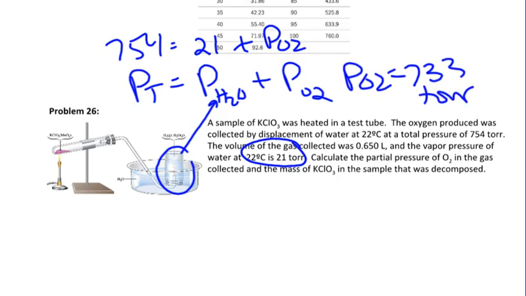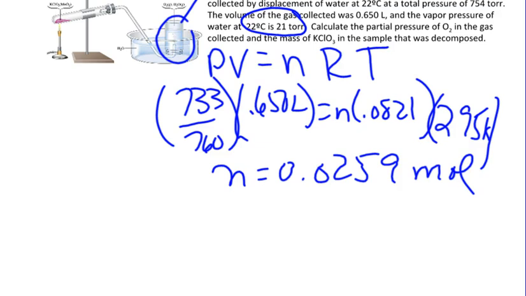Well, now that we have that, it's fairly straightforward. We have pressure of oxygen, we have volume of oxygen, we have temperature of the container. PV = nRT, what can you solve for? Moles. Do it. Go ahead and pause this. You figure it out yourself. Okay, fairly straightforward. You should get 0.0259 moles. Am I done yet? No.